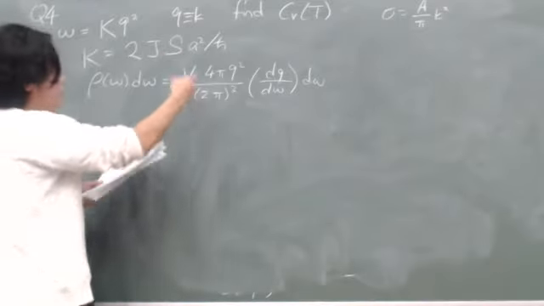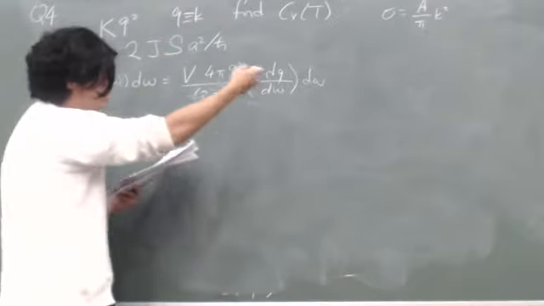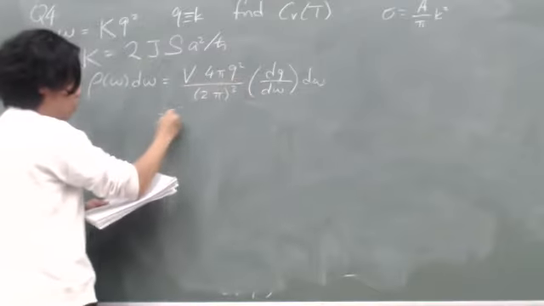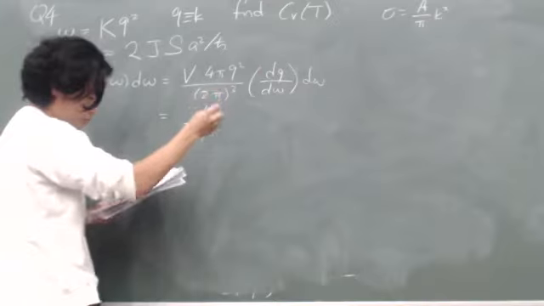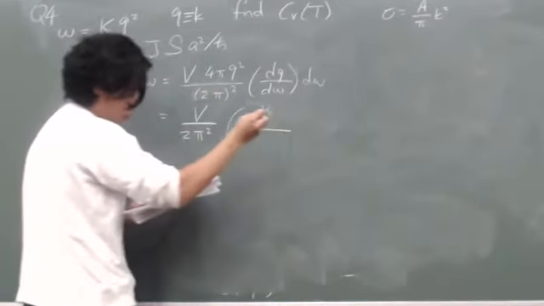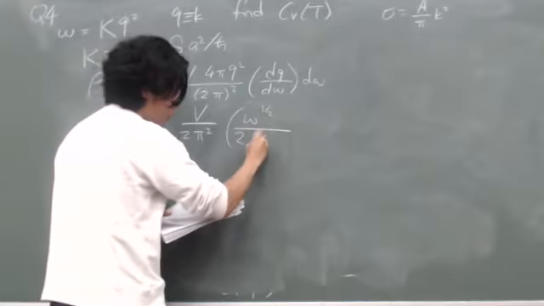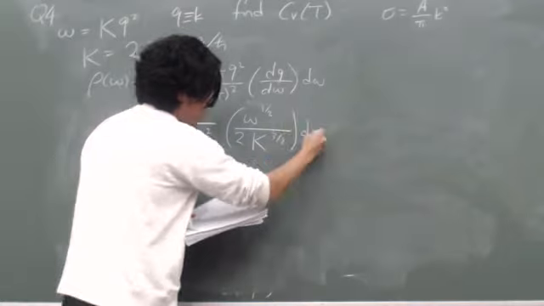And given this relationship between omega and q, I can find dq d omega. This simplifies to V divided by 2 pi squared, omega to the 1/2 divided by 2k to the 3/2, d omega.